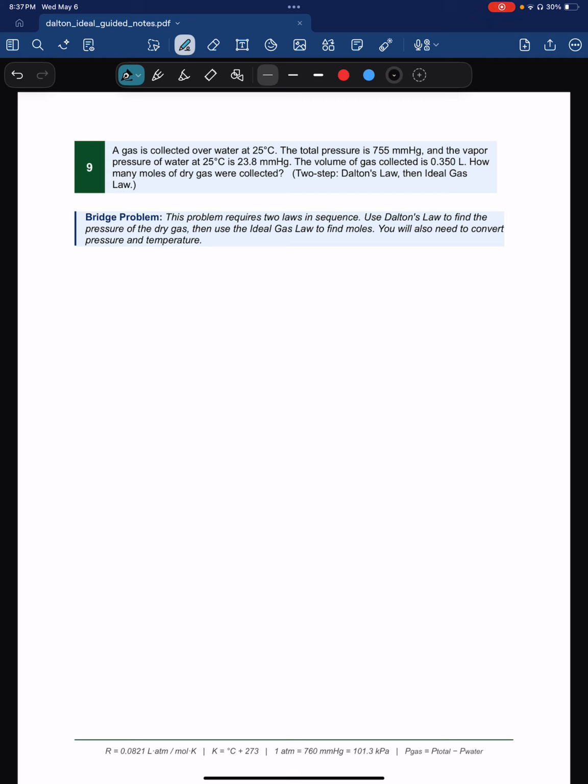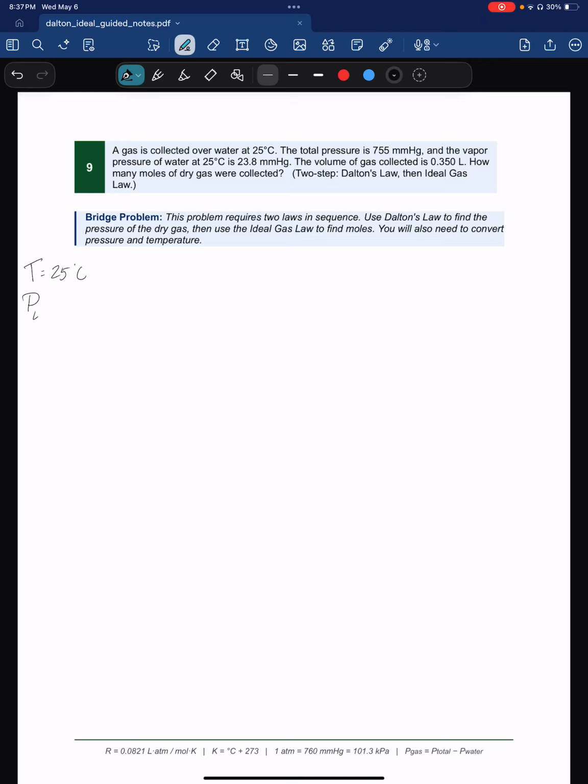All right. Let's go ahead and read this. A gas is collected over water at 25 degrees Celsius. I'm actually going to fill this out as I go. The temperature is 25 degrees Celsius.